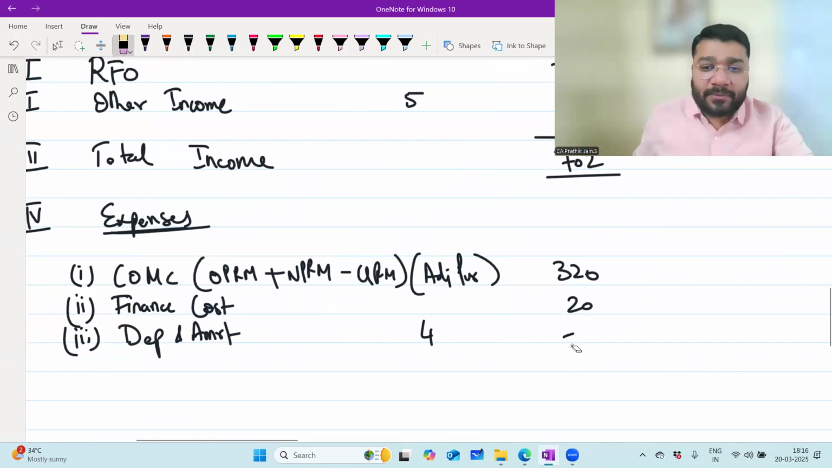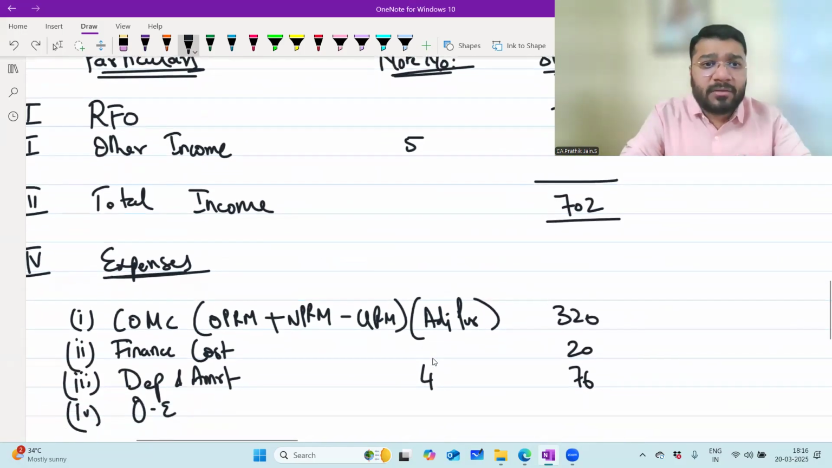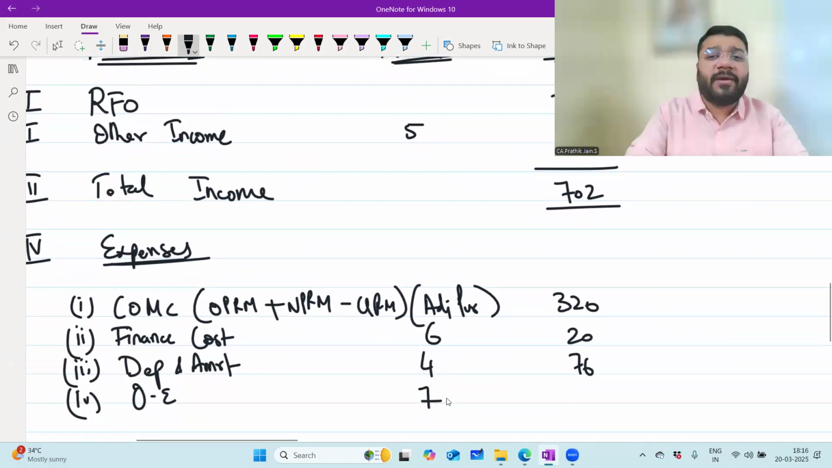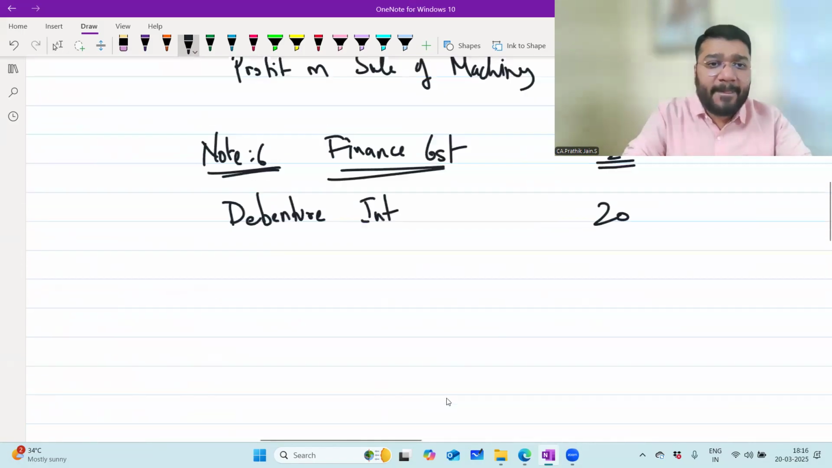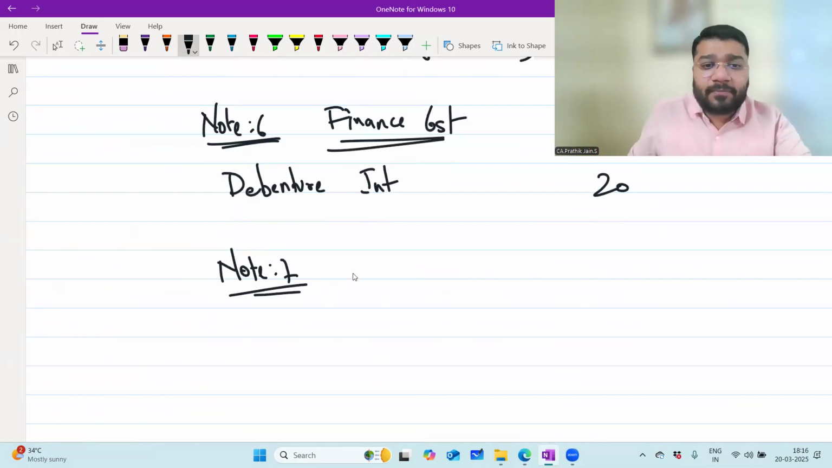After depreciation, next item. Other expenses. Any other expenses item? Yes. So other expenses. Can you write OE income in exam? No. Note number 6. 7? What are you telling? Finance cost is 6. Oh, 6, sir. This is 7. Okay. Note 7. Other expenses.